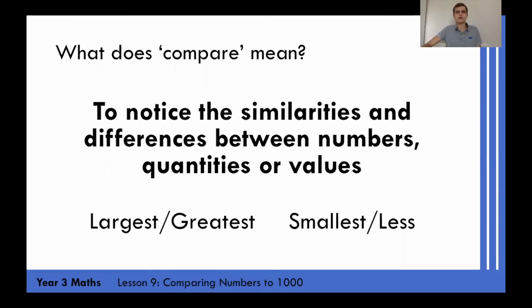So, what does compare mean? We need to know what compare means, otherwise we won't be able to compare these numbers. So comparing means to notice the similarities and differences between numbers, quantities or values. So that means to notice things that are the same and to notice things that are different between these numbers. And we might use words like largest and smallest. So this is the largest number, this is the smallest number. Or we might use words like this is the greatest number, which is the same as largest, or this number is less or more, and we've used those words in our lessons before, when we were finding 10 more, or 100 more, or 10 less, or 100 less, didn't we? So we've already used some language that we're going to use today again.